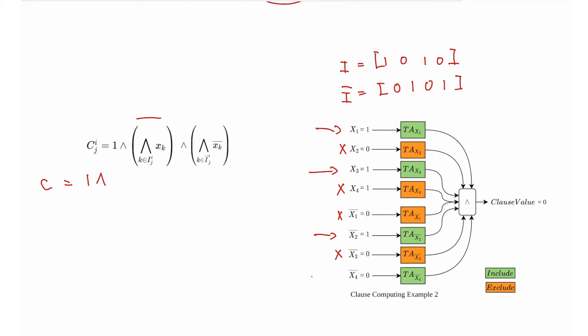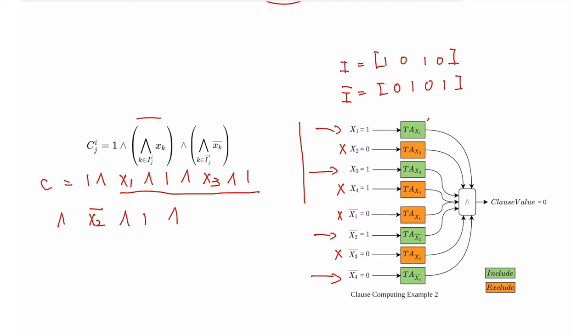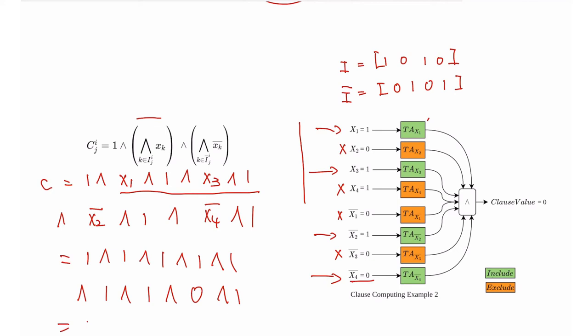So we can see it's x1 AND 1, and x3 AND 1. These are the normal literals. We also need to think about the negated version: x2 bar AND 1, and x4 bar AND 0 or 1. So the result we get is 1 AND 1 AND 1 AND 1 AND 1 AND 1 AND 1 AND 0 AND 1, because x4 bar is 0. So we have a 0 for our clause value. Pretty easy, right?